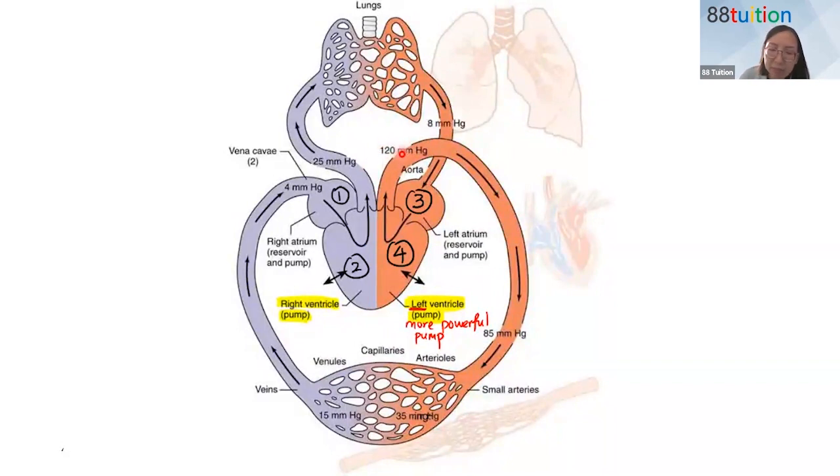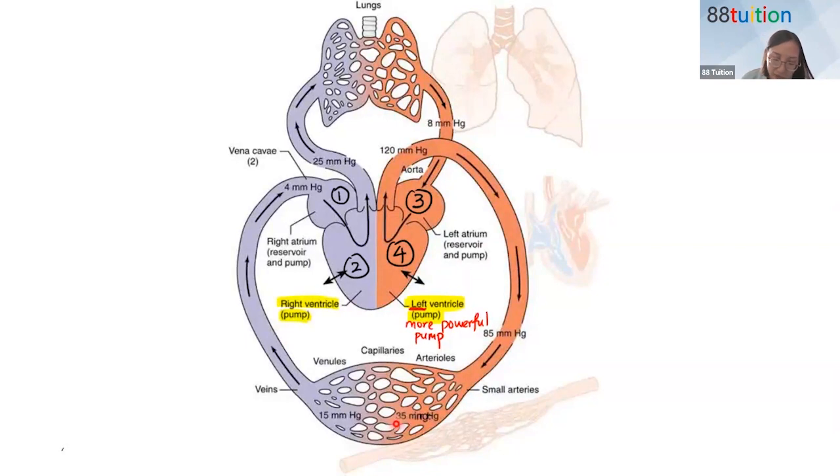120 is the highest number here because when it's pumped at the highest pressure, it can travel to all parts of your body. You can travel up to your brain, you can travel down to your legs from top to bottom. If your blood pressure is very low, then how is your blood going to be pumped to all parts of the body? Cannot, right? So you need the blood to be pumped at the highest pressure from chamber number 4. So 120 is the highest number. Of course, as it goes, slowly pressure will drop. 120 drops to 85.